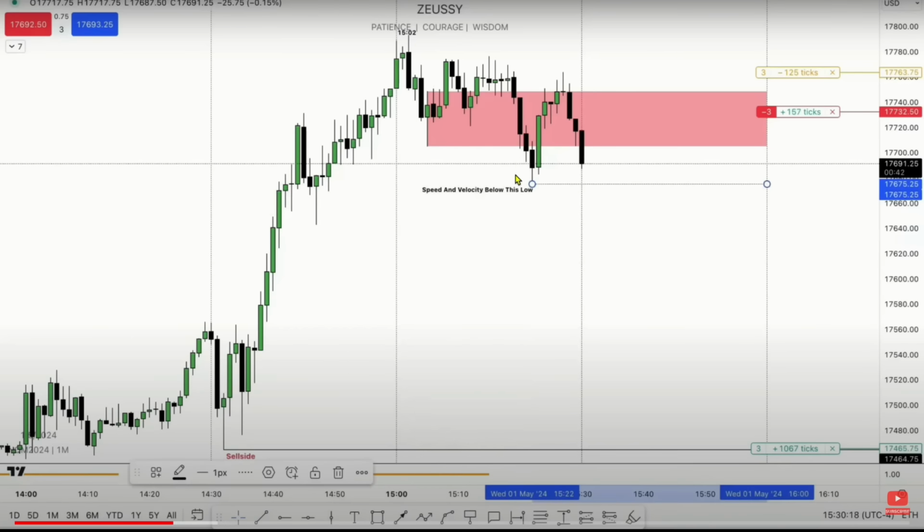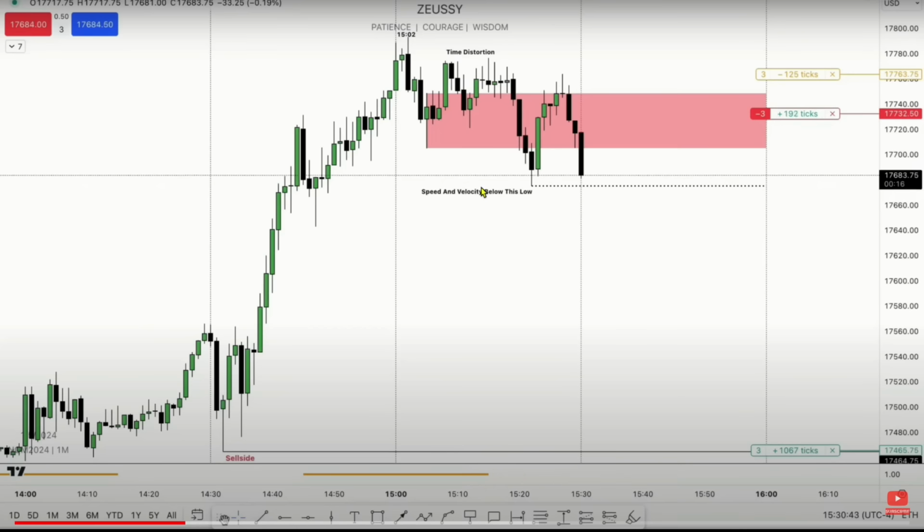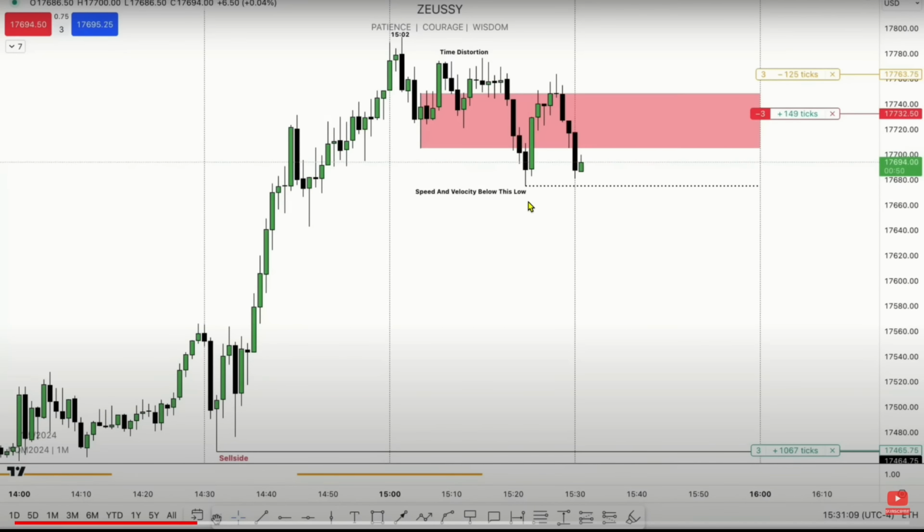So what we see is that the market forms a high in this area and I wanted to see speed and velocity below this low right here.